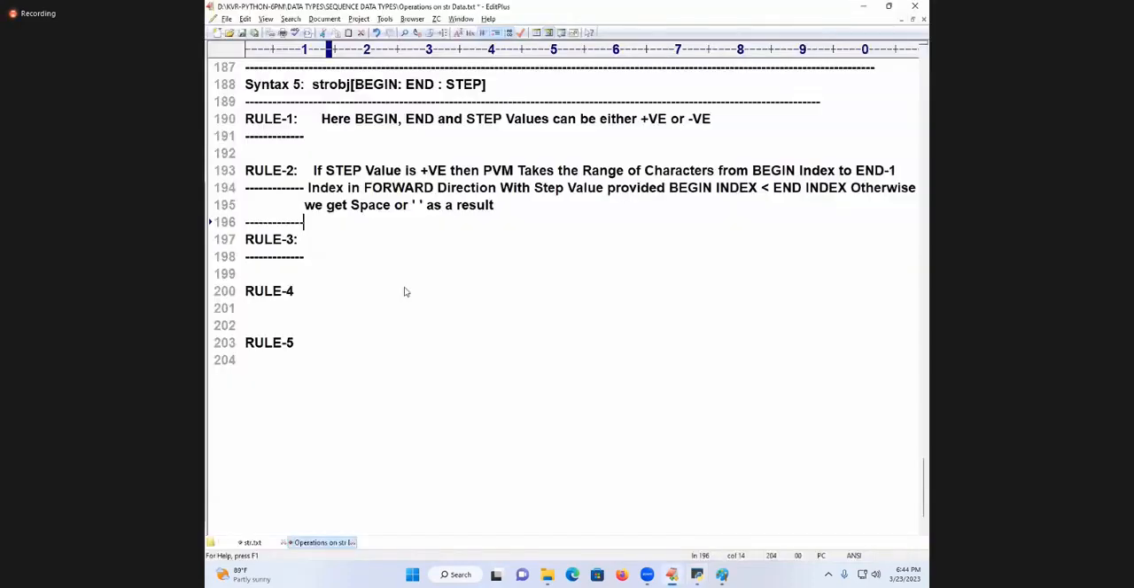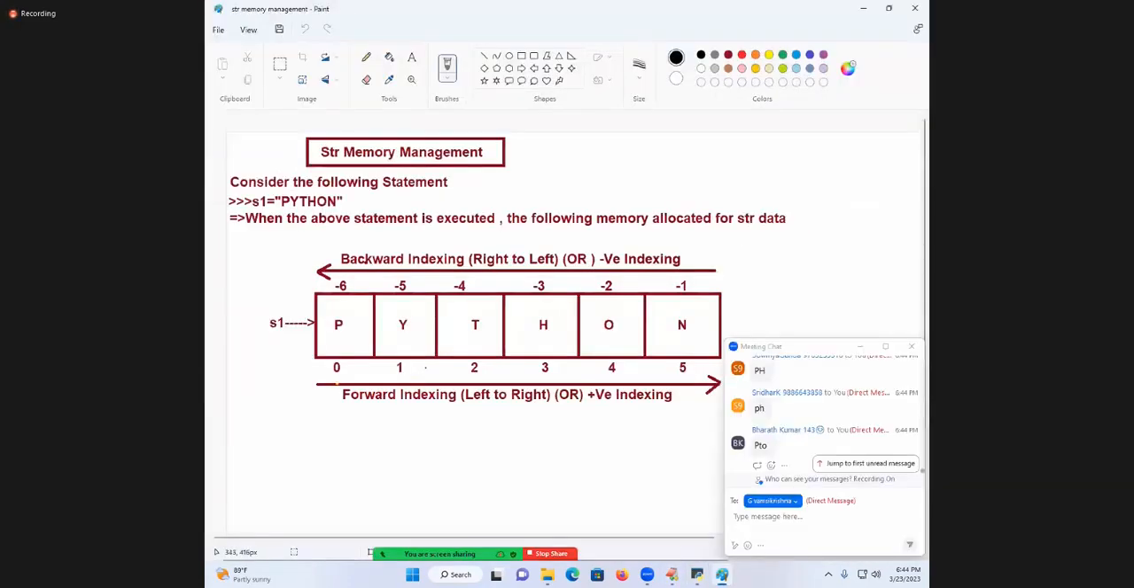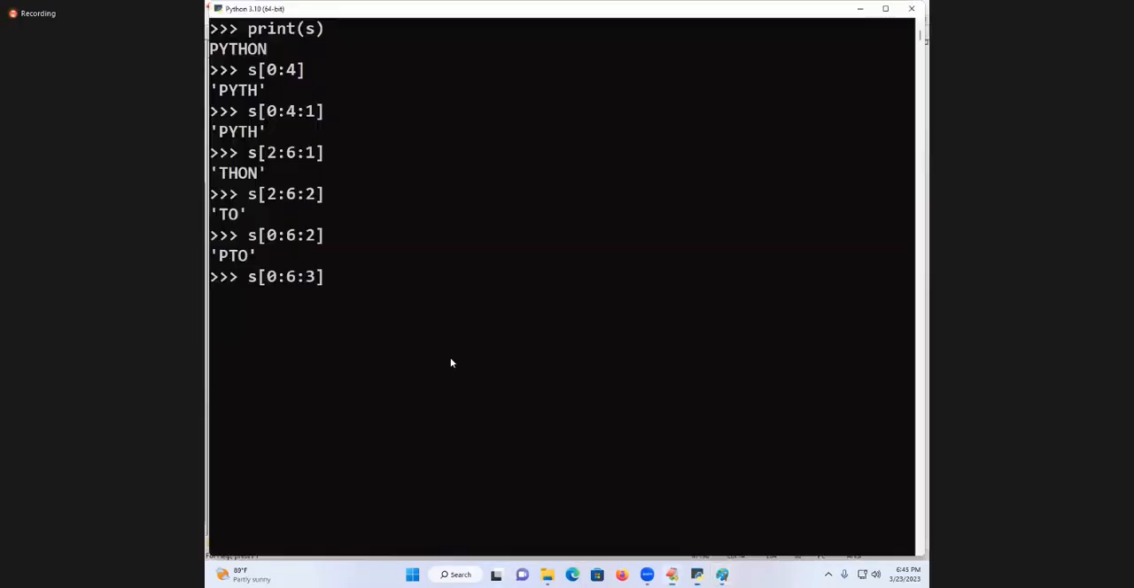Let me see the diagram. Did anybody not get it? Starting from where? 0. 0 plus 3, how much? 3. 3 plus 3, how much? 6. 6 is not there now. What is the answer now? PH. PH is the answer. Getting it? Okay. Now I am writing slowly.